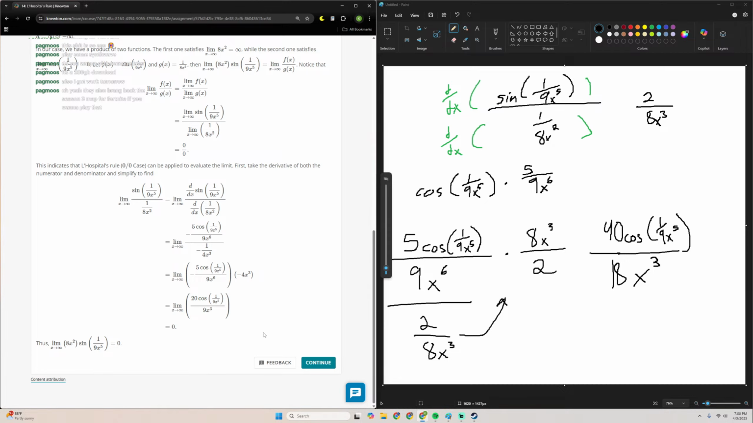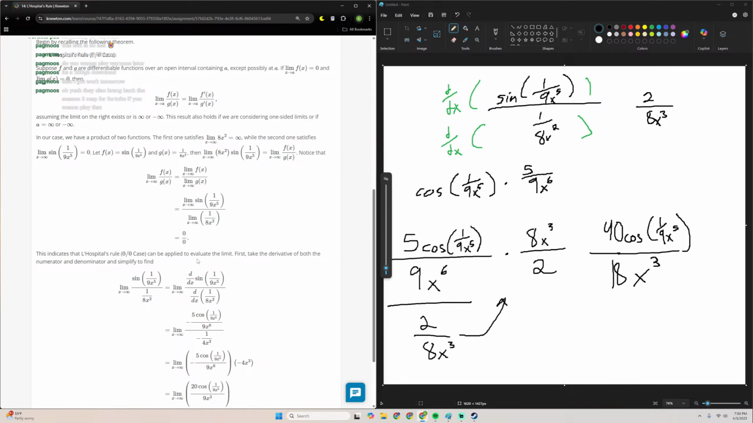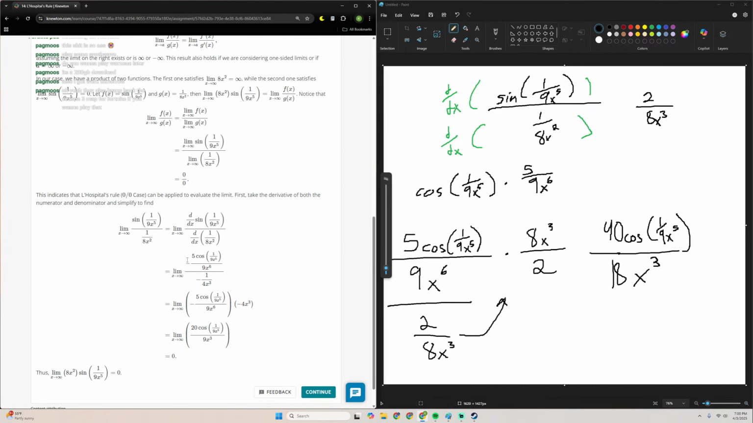That's weird though. What the hell? Why did he get that? Five cosine over this divided by 9 sets. Ooh, I got the derivative wrong. Wow. What? 1 over... Oh, wait, no, I didn't. Yeah, that equals just 1.